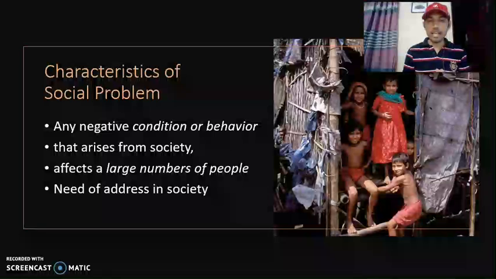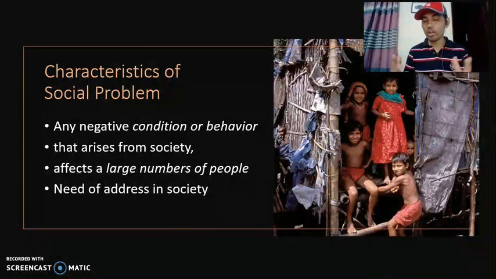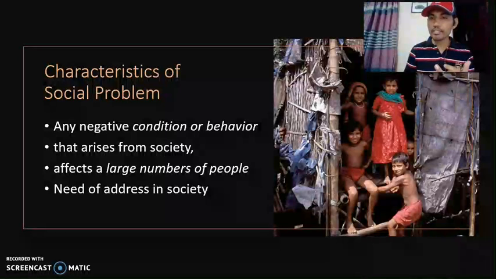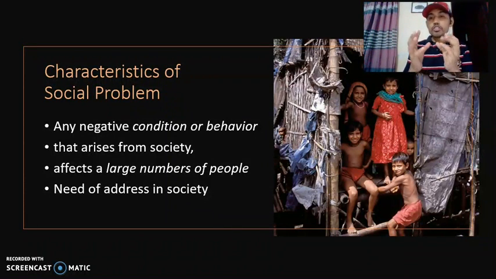So what are the characteristics of a social problem? It was the main part of my previous lecture, but as it is relevant, I just copied that slide here. To be a social problem, a problem should have 4 properties. First, any negative condition or behavior. Second, it should arise from a society, that is, as a result of social interaction, not like any policy or any economic thing. The third one, that problem should affect a large number of people. And the fourth one, the people of the society, especially a large number, should feel a need to address the problem. If a problem has these 4 properties, then we call it a social problem.